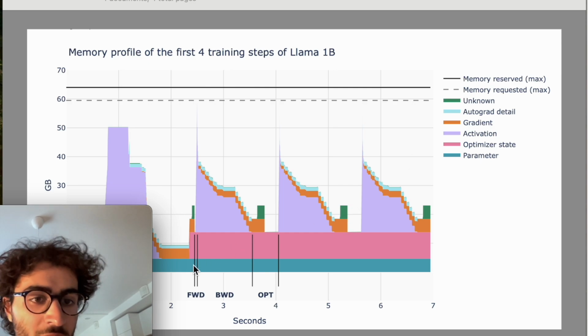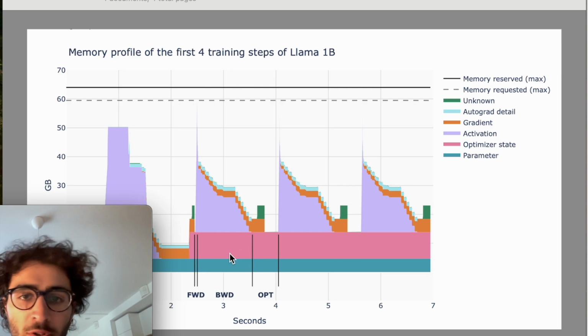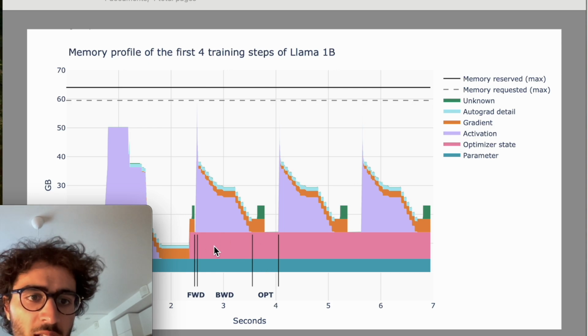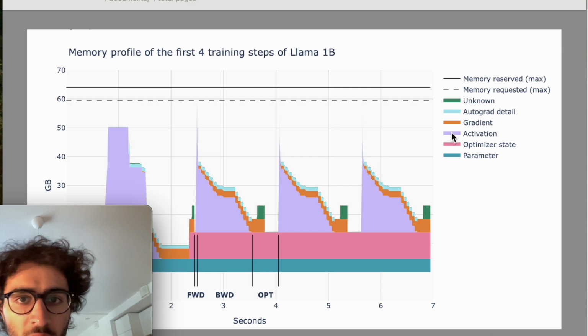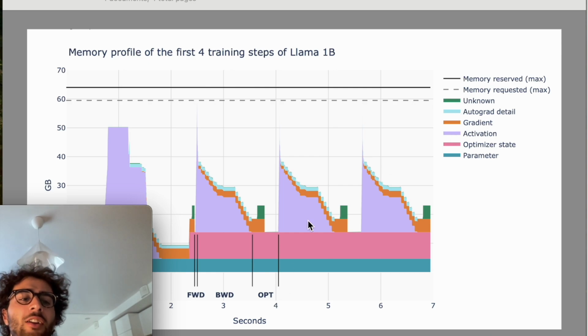We have our parameters themselves, which are constant because the parameters of the transformer model are fixed. They do not change over time. The optimizer state is here. And then what do we have? Otherwise, unknown, autograd. Those ones are not as important.